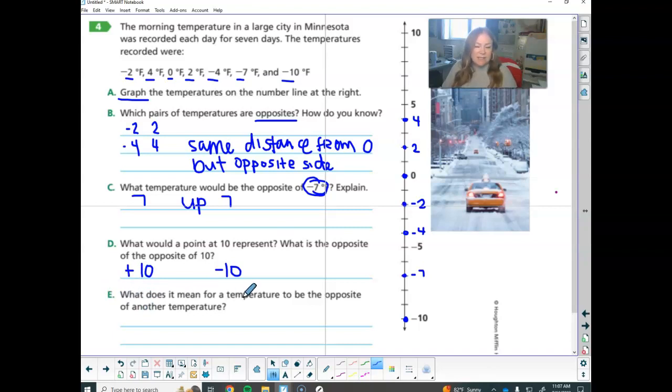And our last one is E. What does it mean for a temperature to be the opposite of another temperature? They're on opposite sides of 0. Same number, but one is positive and one is negative. So make sure you fill out something about what it means for numbers to be opposite. So when you have all of that done, you've completed both of your tasks.